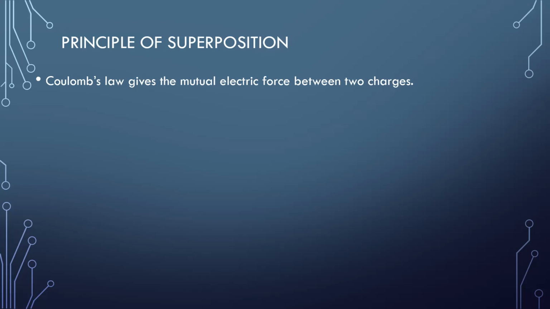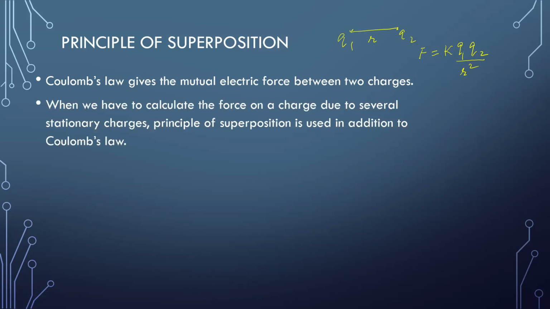Now Coulomb's law was giving us the mutual electrical force between two charges. When we discussed Coulomb's law, these are the two charges Q1 and Q2 separated by a distance r. So it gave us the force between the two charges which are at a certain distance from each other, and the relation all of you are now familiar with: F is equal to K Q1 Q2 upon R square, right? Where K is the electrostatic force constant. This is the mutual electric force between two charges.